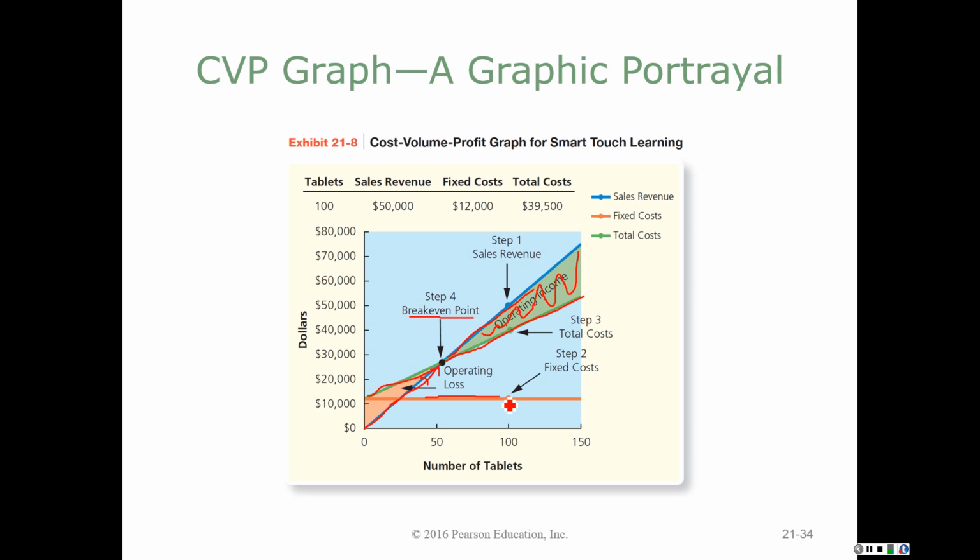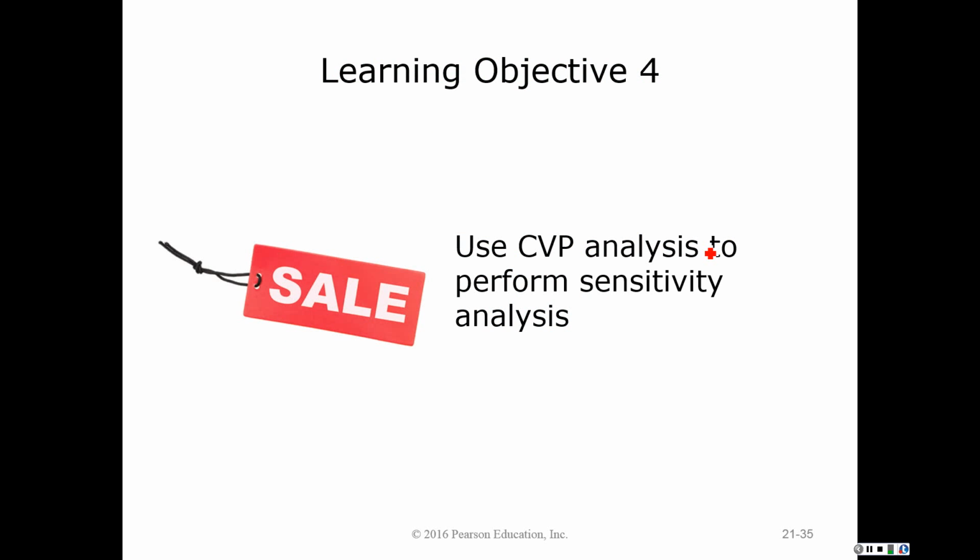Right? So it gives us a pictorial graph of how these costs are actually moving and what we can use cost volume profit analysis to do to make business decisions in our organization. Okay, so once again, we'll stop, take some notes, and then we're going to take learning objective 3 one step further and look at cost volume profit analysis, doing some sensitivity or what if situations in the next objective.